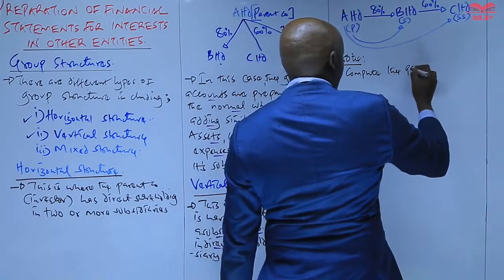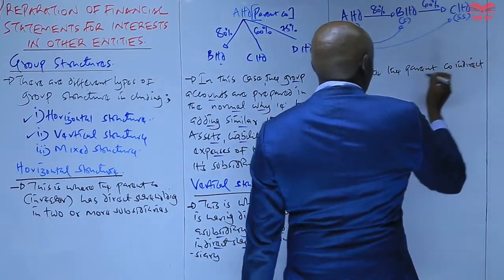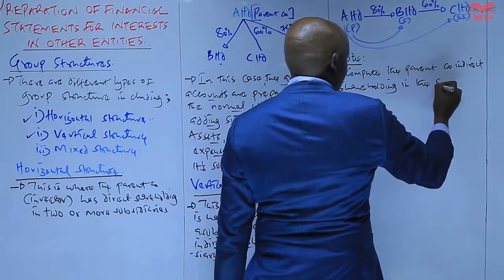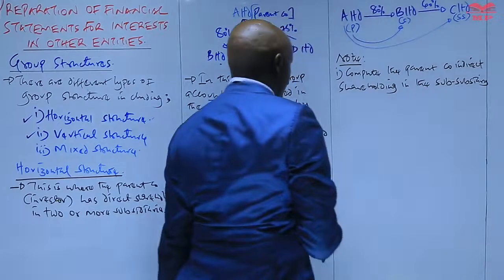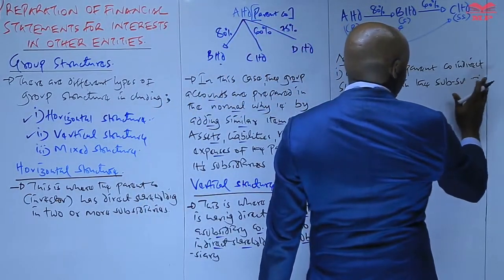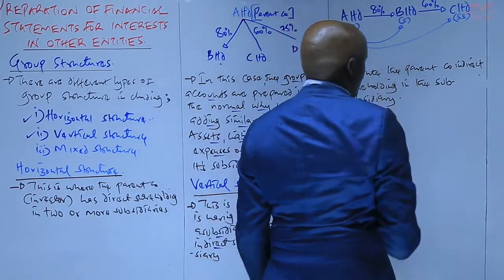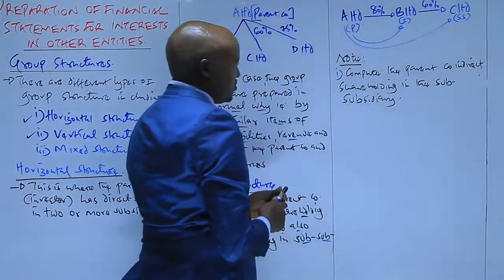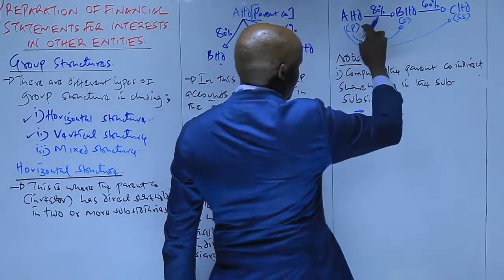Compute the parent company indirect shareholding in the sub-subsidiary. So how do we compute that particular parent company indirect shareholding in this particular sub-subsidiary? What we do, we take the parent company shareholding in the subsidiary.